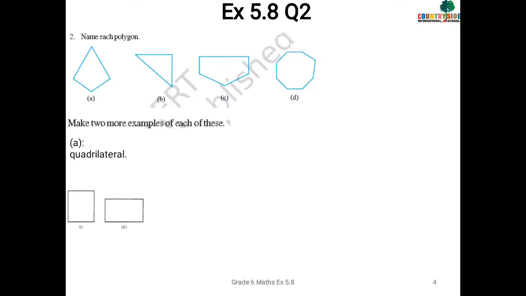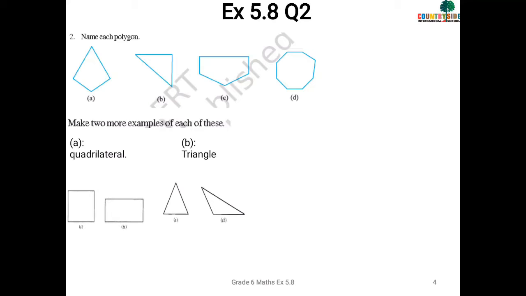Now focus on the B part. The B part has 3 sides. So 3 sides means what? Triangle. Very good. And you have to make two more examples of triangles. You can make any triangle that you want. Now focus on the C part. How many sides does the C part have? 1, 2, 3, 4, 5. A figure that has 5 sides is called a pentagon. And how can you make two more pentagons? In this way, see, 1, 2, 3, 4, 5 sides. In the same way, 1, 2, 3, 4, 5.